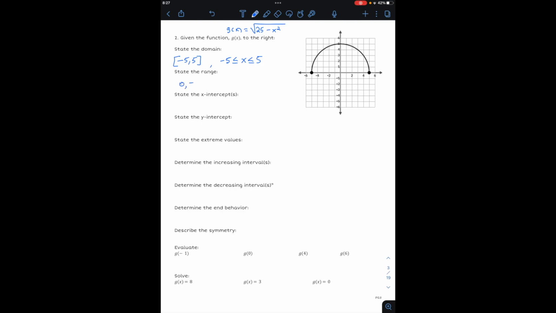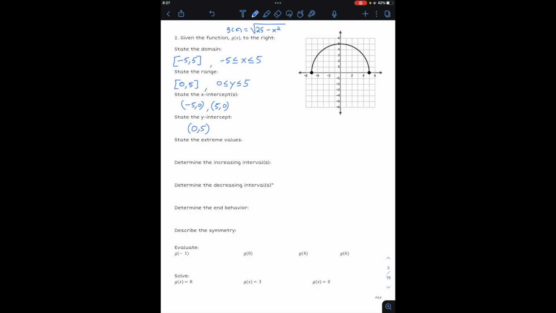Range of the function looks to be 0 to 5, again both inclusive. We can get out 0, and we can also get out 5. That all checks out with the g of x I wrote. As an inequality, we could say y is greater than or equal to 0 and less than or equal to 5. X-intercepts: we have negative 5 comma 0, and we also have 5 comma 0. Y-intercept, we have 0 comma 5. That's it.